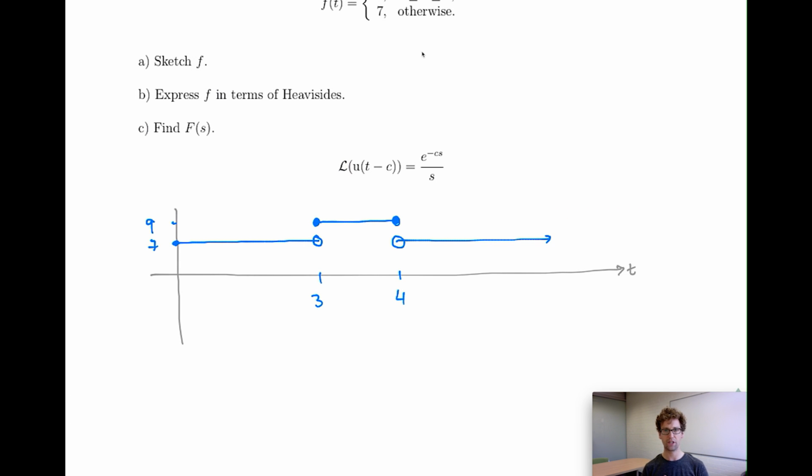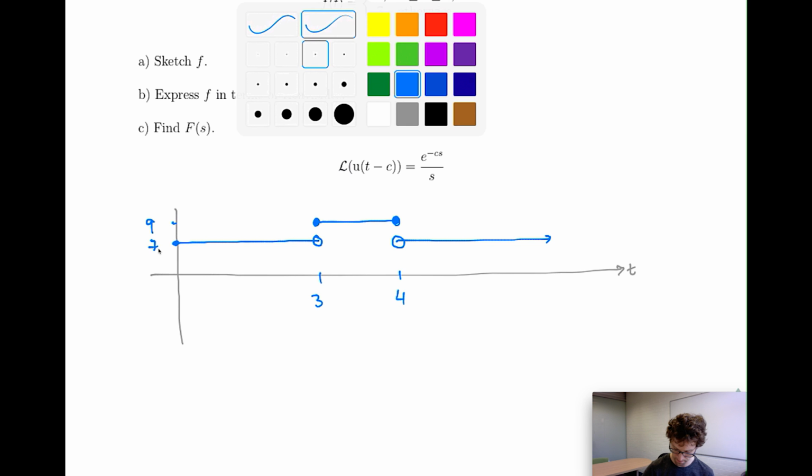Now we need to express this in terms of Heavisides, and we saw that this looks a lot like the switch on, switch off function, except for two things. The first is non-trivial and the second is trivial. Let's start off with the non-trivial difference. We remember that the switch on, switch off would go from 0 up to some function, and then it would go back to 0 again. But this is going from a value 7 up to a value 9 and then back down to 7 again. But that's easy enough to fix. All we're going to do is just add a background value of 7. So let's take a look at that.